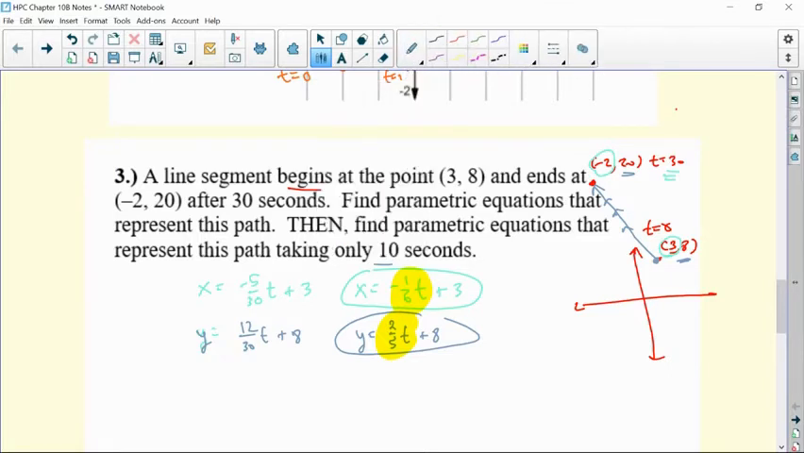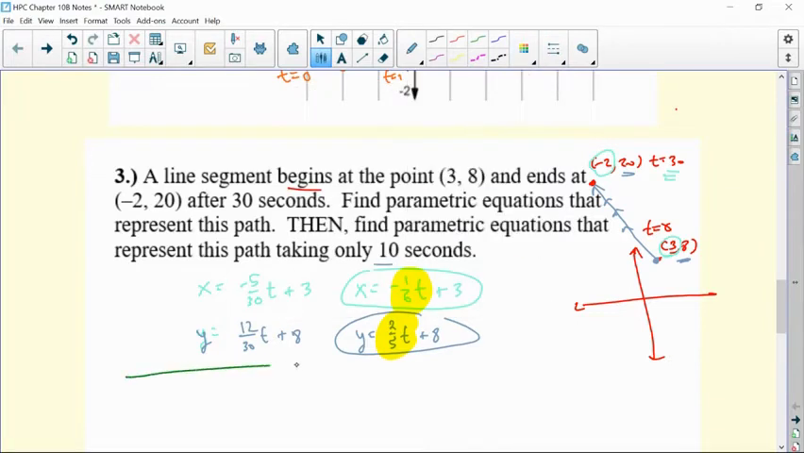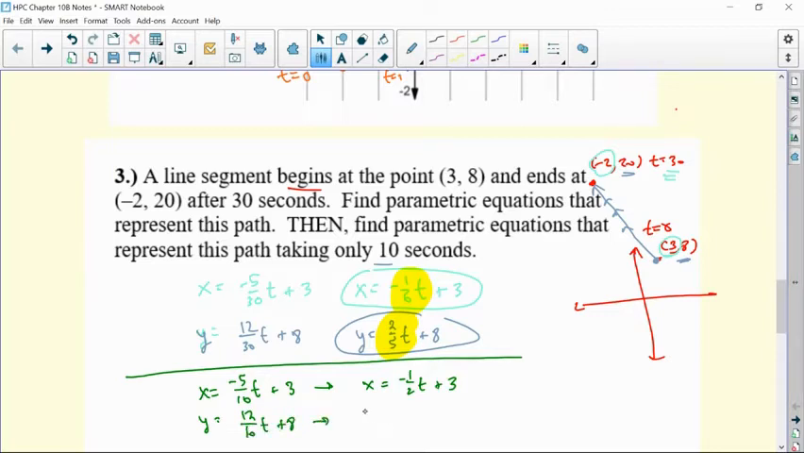So now when I go back and write these equations, my x is still decreasing by 5, but it's only going to take 10 seconds to decrease. I'm still starting at 3. So the x would be negative 1/2 t plus 3. And then the y is still increasing by 12, but it takes only 10 seconds to increase, and we're still starting at 8. So then y is equal to 6/5 t plus 8.